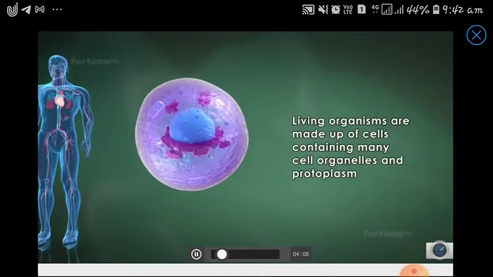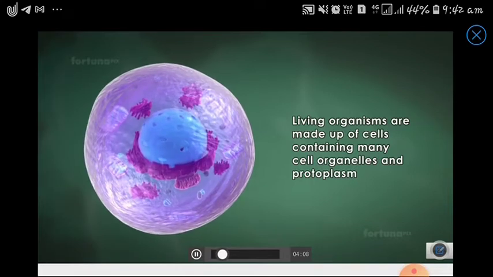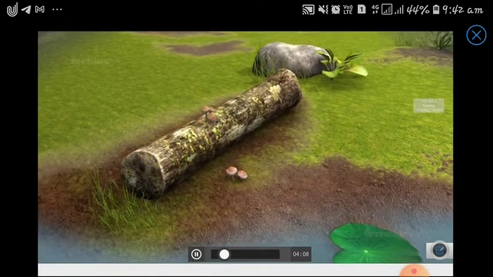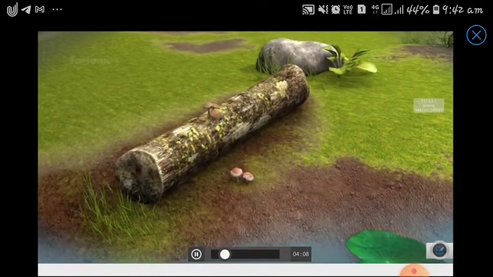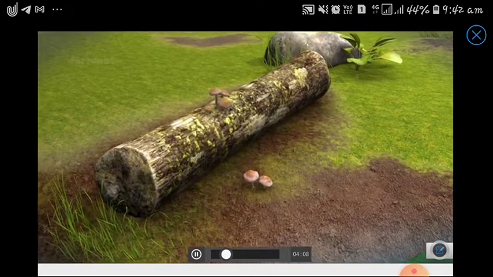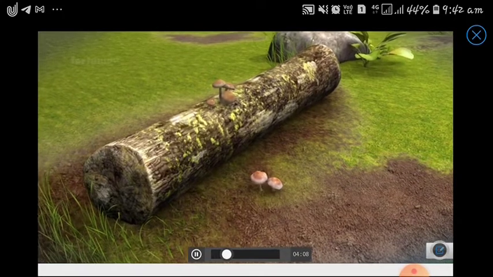Living organisms are made up of cells containing many cell organelles and protoplasm. Non-living things are not composed of living cells. Even things such as dead wood that do contain cells do not contain protoplasm.